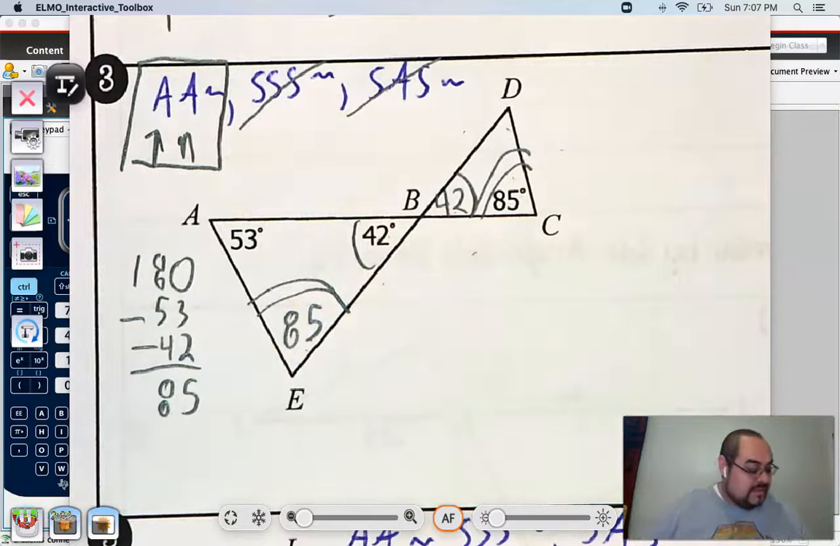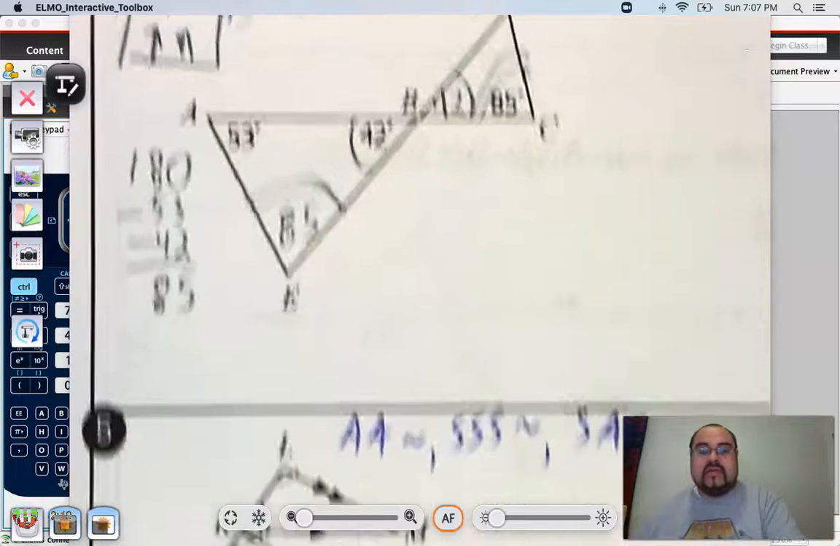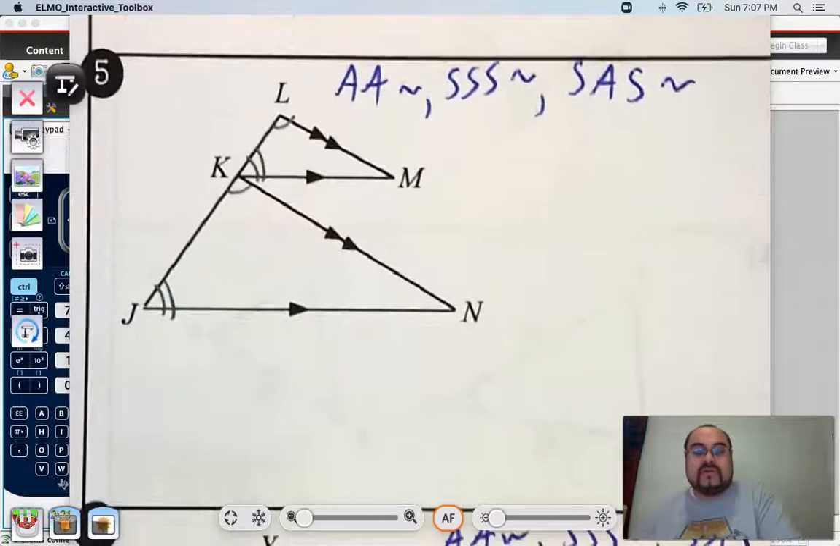Angle similarity. Okay, notice I'm not asking you for any similarity statements. We're just trying to pick out which postulate will prove that these two triangles are similar. All right, let's go and go on to our next example here.